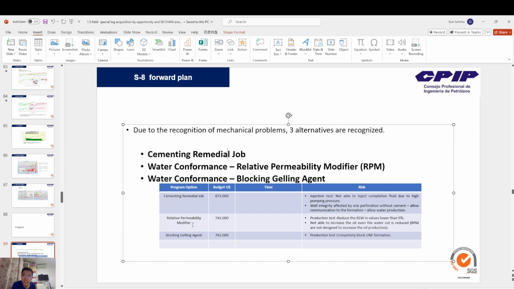Blocking gel agent, budget 762,000 US dollars. The risk is production test, completely block the wound formation.